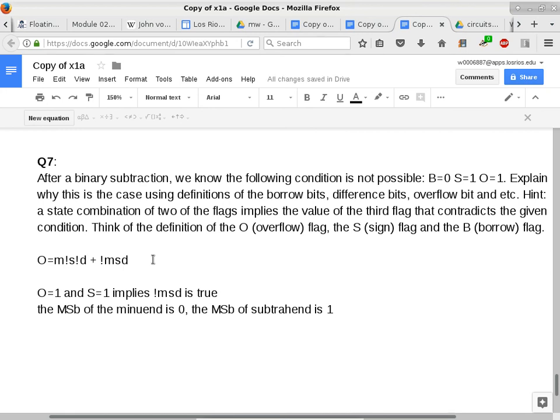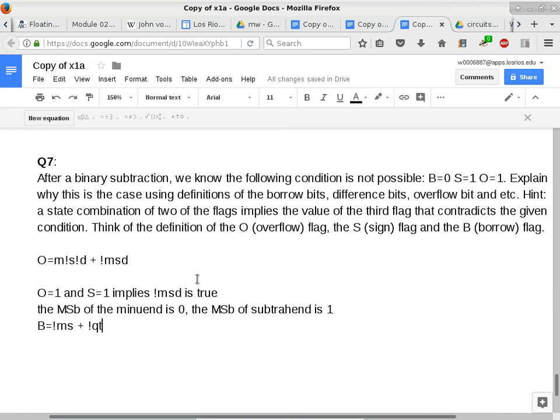What is the borrow bit? The overall borrow bit is just like all the other borrow bits. There are two ways to set the borrow bit, right? The first way, in this particular notation, is the same thing as not M S. And then the second way to set the borrow flag is not Q T of that particular bit.